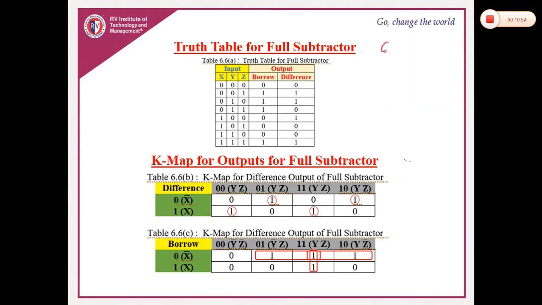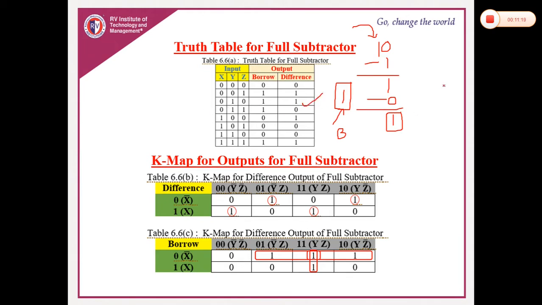0 1 0, that is 0 minus 1. Again it is not possible, so first we have to take borrow. So whenever we take borrow, output is 1, please remember. Okay, then whenever we take borrow, it will become 1 0. So 1 0 means 2. 2 minus 1 is 1. Then minus z. What is that? 0 1 0. So whenever we take 0 1 0, so 1 minus 0 is 1. So both difference and borrow are 1.